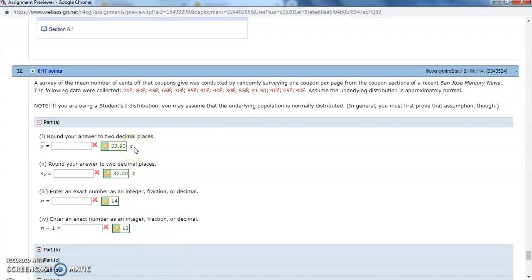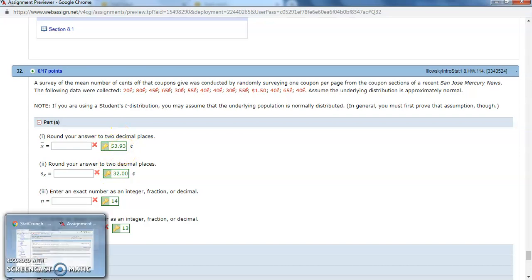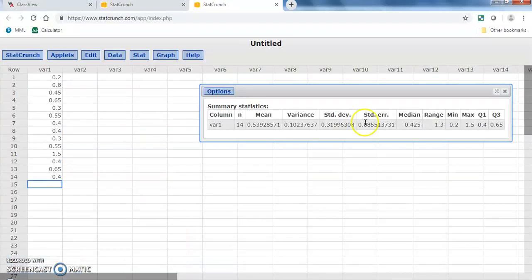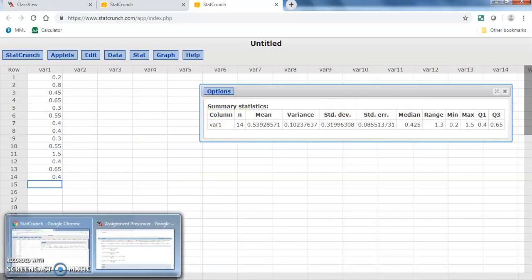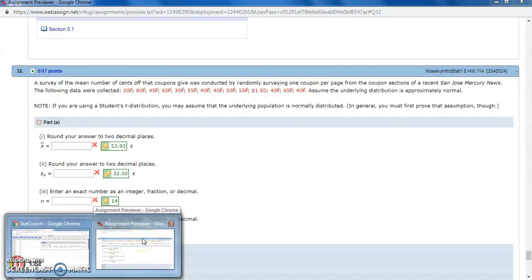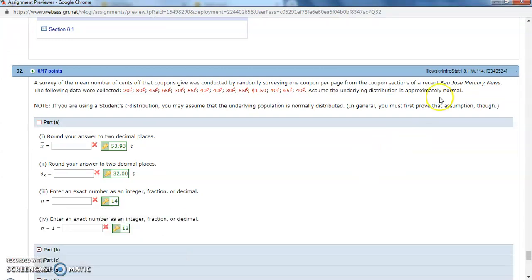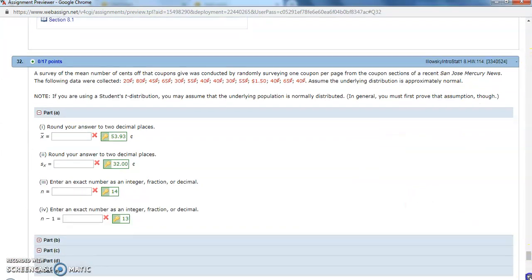Instead of entering 0.5393, you're going to move the decimal over twice, so it's 53.93. And instead of entering 0.3200, you're going to move the decimal twice, so it's 32 cents and 53.93 cents. N is also given in StatCrunch. N is 14. And then your n minus 1 is 14 minus 1, which is 13.